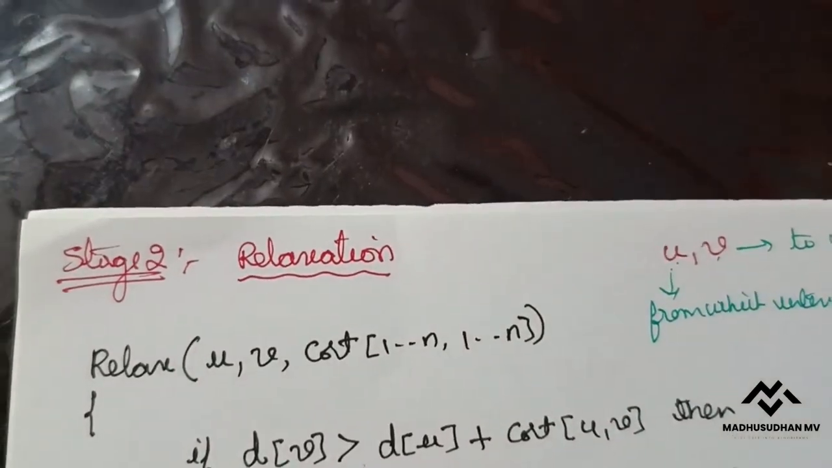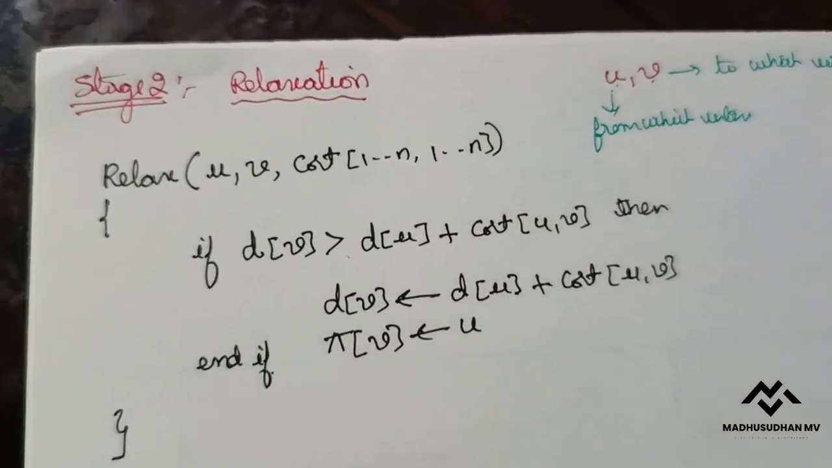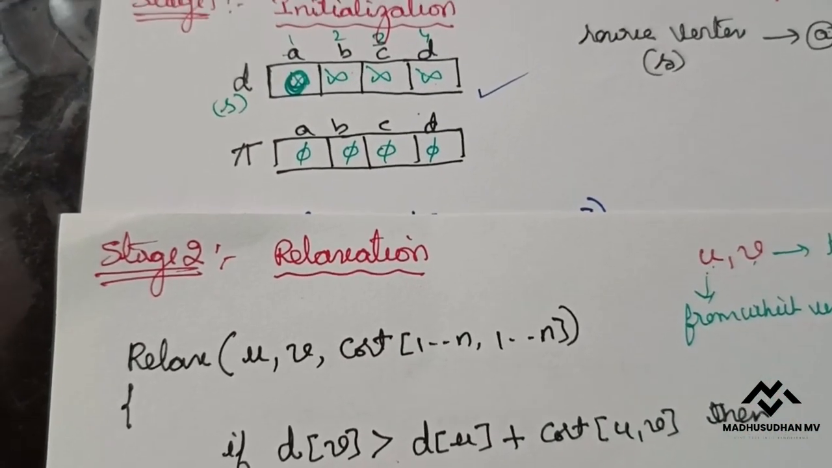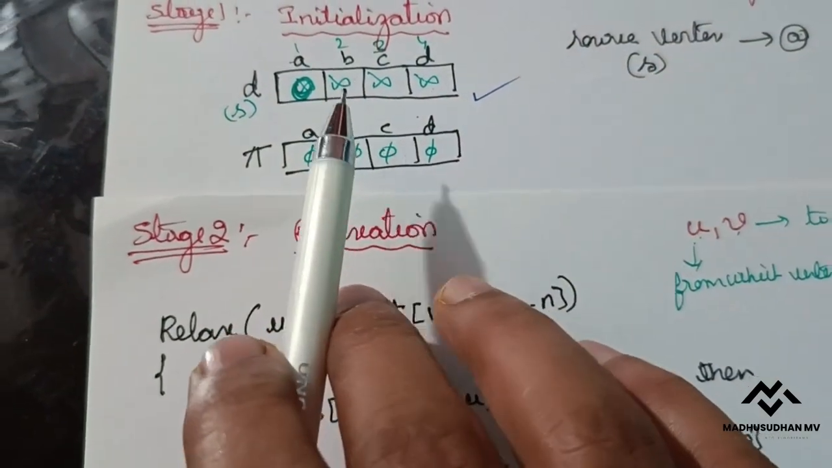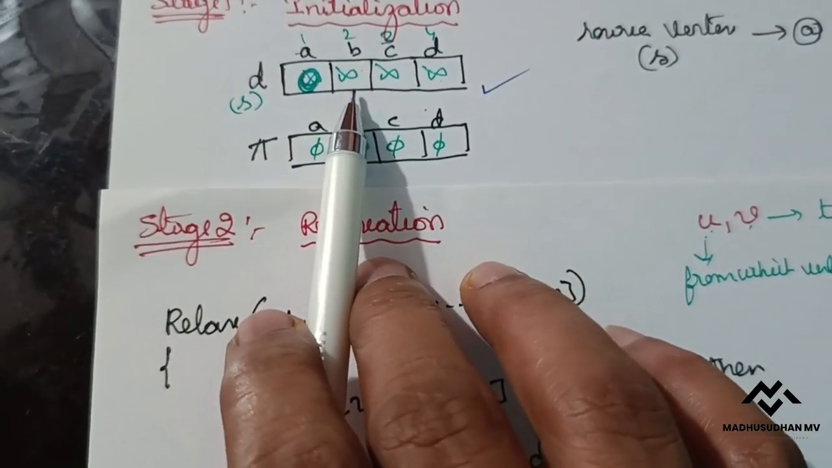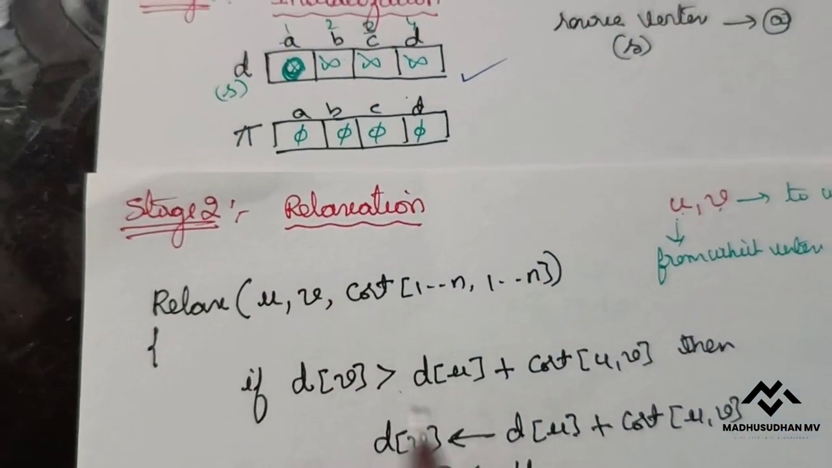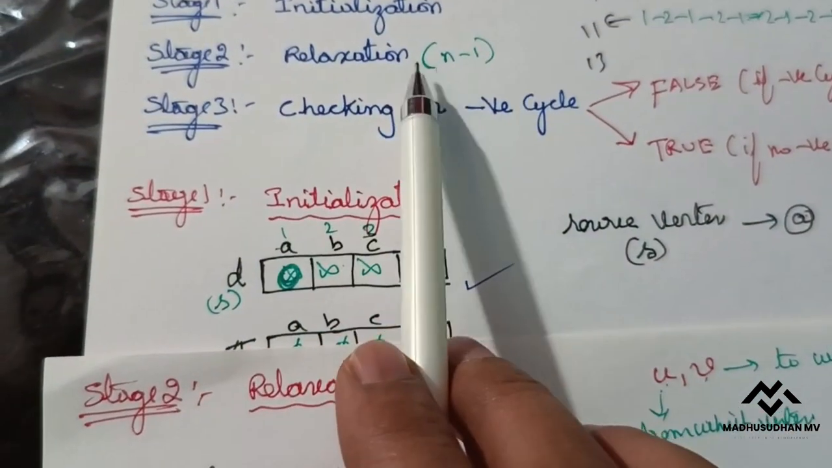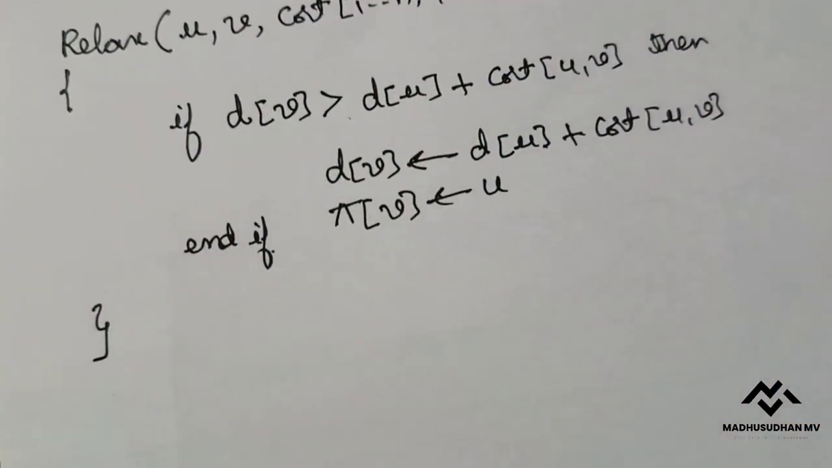This is the relaxation stage. Okay. So now let us see how this relaxation is used to reduce the values we initialized. Initially these are the values of the shorter distance and the predecessor. Okay. So now I will write the third stage. Third stage is what? Checking for the negative cycle. That is our algorithm, the Bellman Ford algorithm.